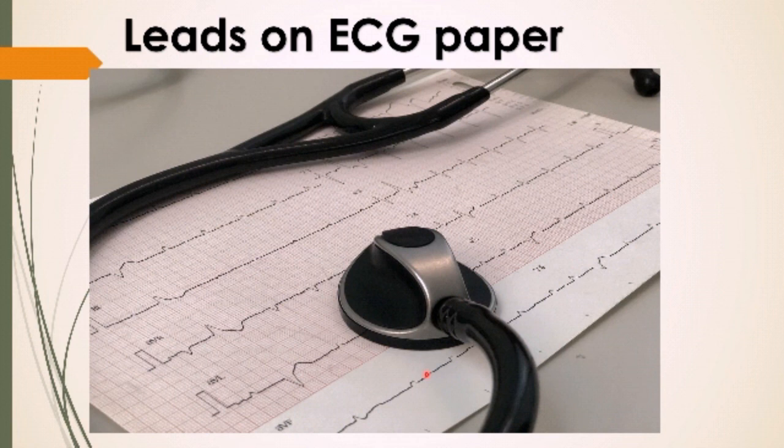Then we're going to see 6 more leads. Those are the precordial or chest leads. There is V1, or first chest lead, V2, V3, V4, V5, and V6. You see, these are the 12 ECG leads.